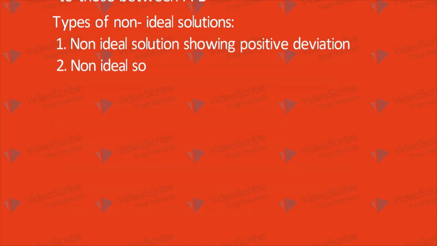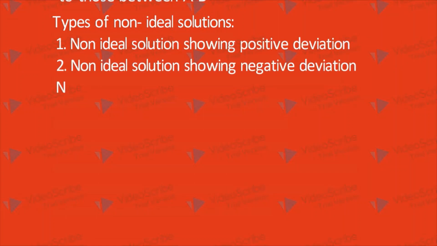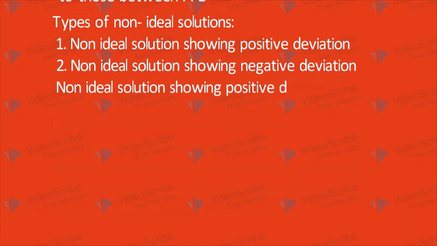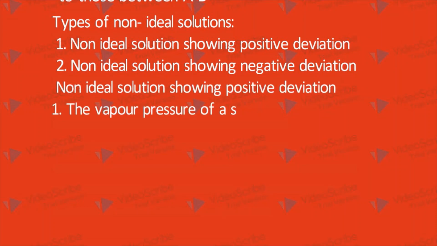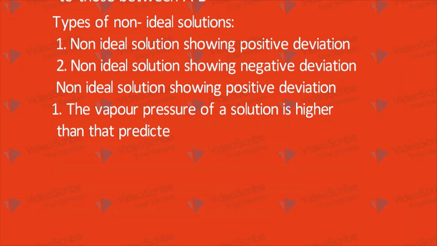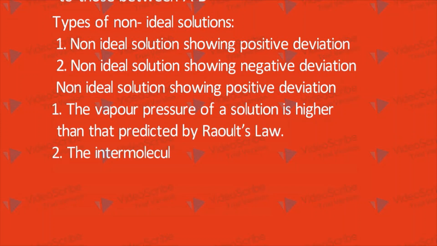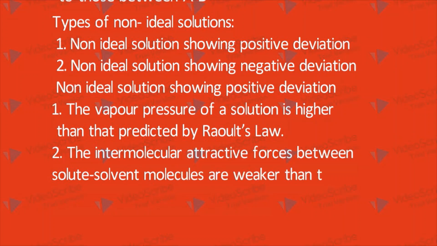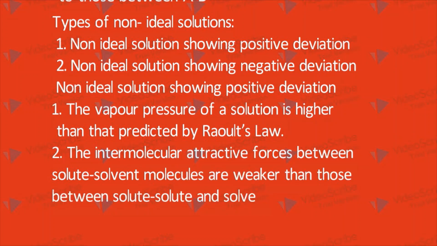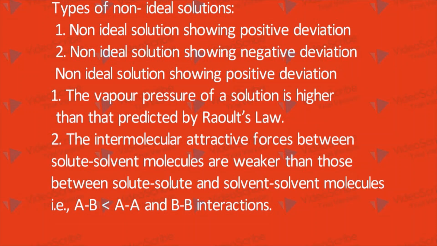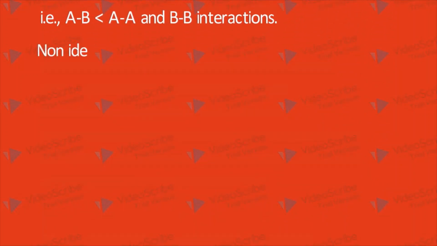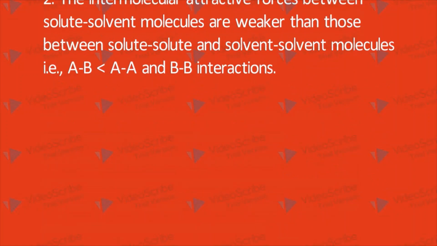Types of non-ideal solutions. Non-ideal solutions showing positive deviation and non-ideal solutions showing negative deviation. Non-ideal solutions showing positive deviation: the vapor pressure of a solution is higher than that predicted by Raoult's law. The intermolecular attractive forces between solute-solvent molecules are weaker than those between solute-solute and solvent-solvent molecules. That is, AB is less than AA and BB interactions.